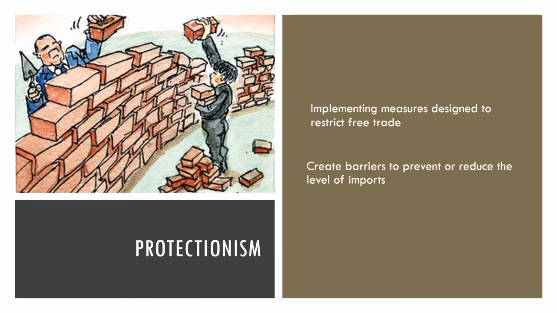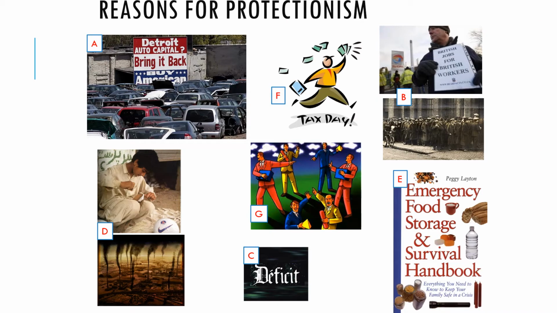A government is said to be protectionist or pursuing a protectionist agenda if it's implementing measures designed to restrict free trade. So the opposite of trade liberalisation. The government might do this by creating barriers to prevent or reduce the level of imports. So why would a government want to restrict free trade? Why would a government want to reduce the level of imports?